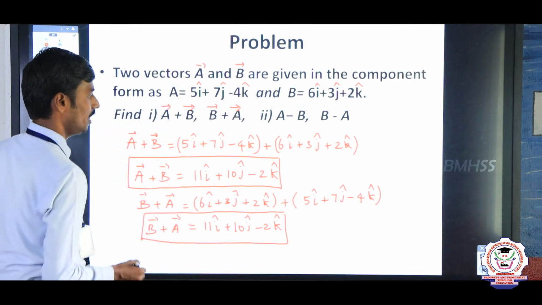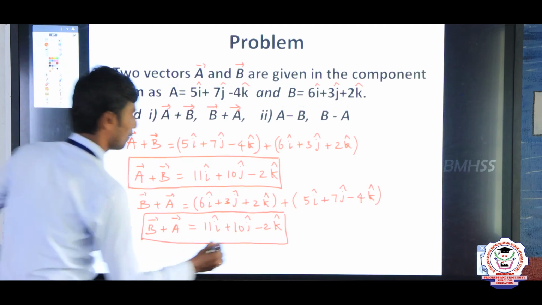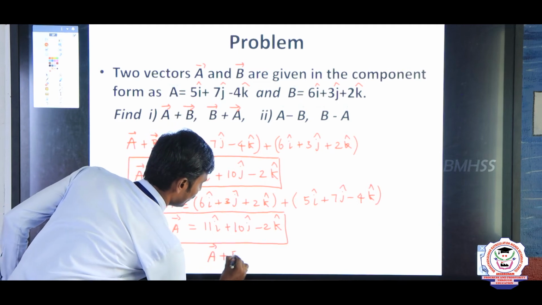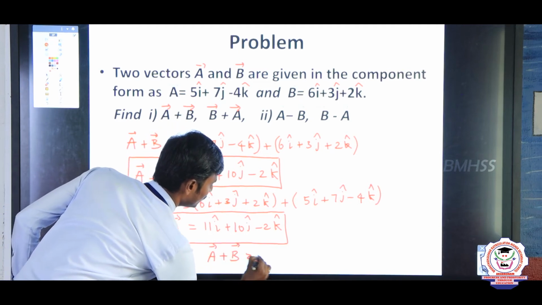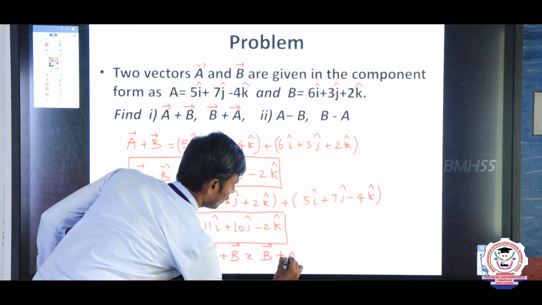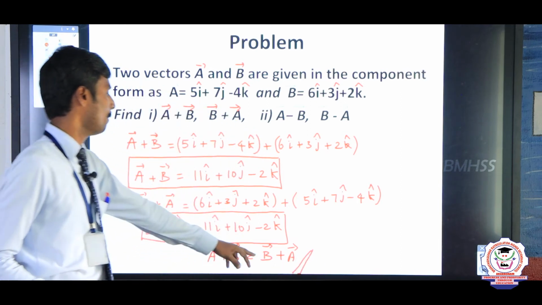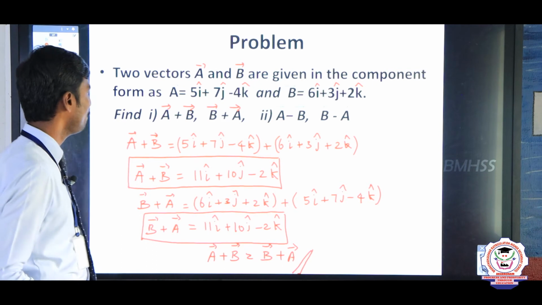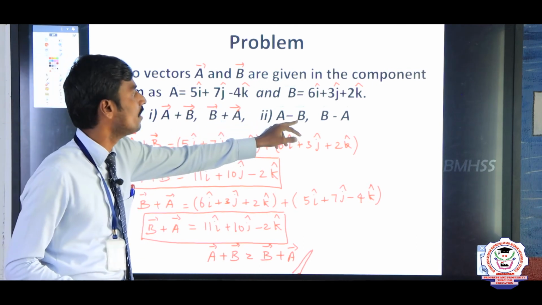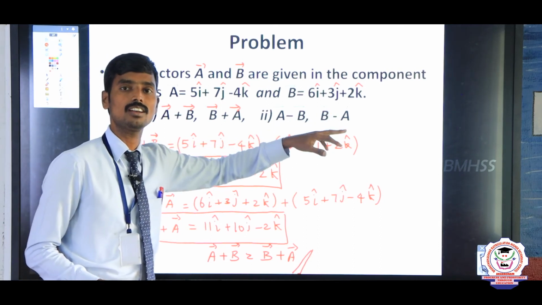See here, in the above equation, we conclude that A vector plus B vector equal to B vector plus A vector. Okay, correct? This is our answer. A vector plus B vector equal to B vector plus A vector. Okay, see here, in other words, next question: A minus B vector and B minus A vector, are both the same or not?